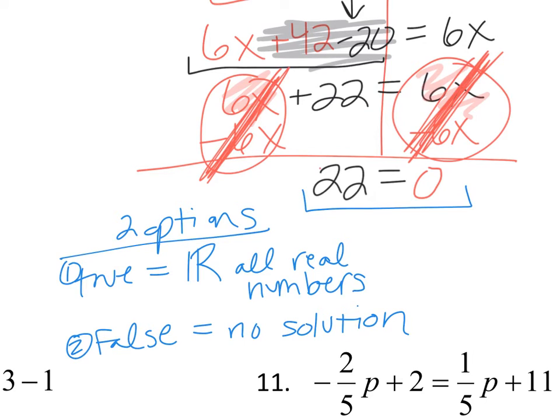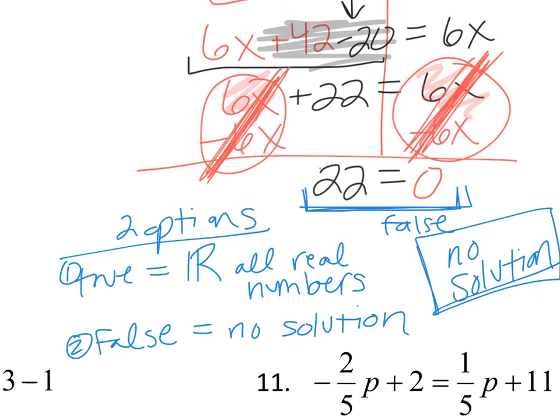Which one would this be? Is this a true or false statement? Does 22 equal 0? No, they're not the same. This is a false statement. So your answer for this one is no solution. Awesome question. Very good question there.